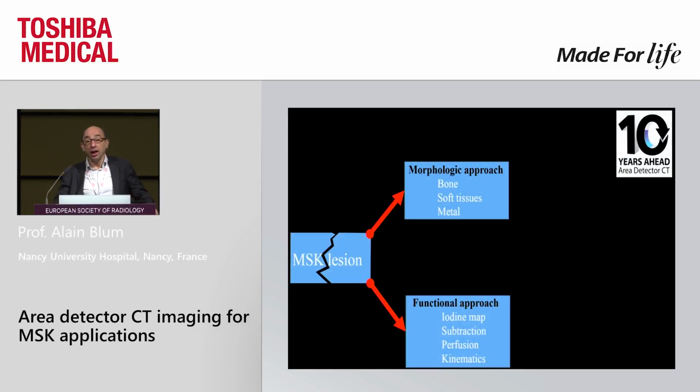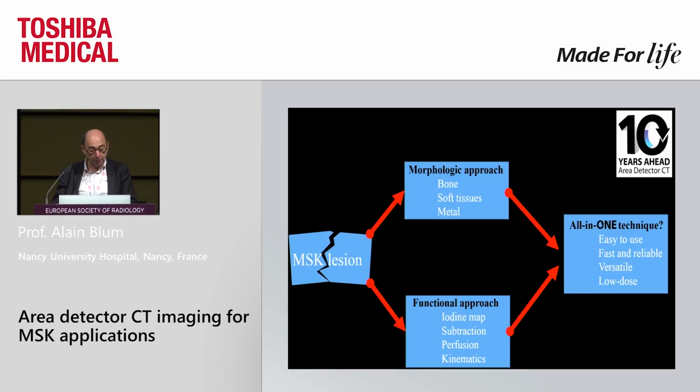To reach the diagnosis of an MSK lesion, first of all, you want to get high-quality images of the bone, of the soft tissues, as well as the metal hardware. But you might also want to get a functional approach to the lesions, including perfusion studies and kinematic studies. Do you know any tool which would provide such an evaluation with a fast, reliable, easy-to-use technique?